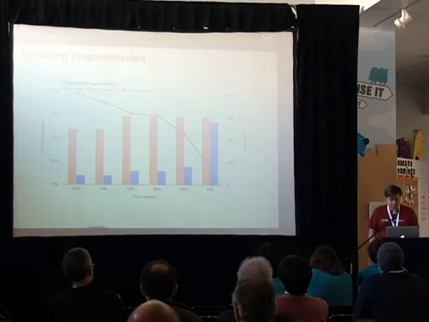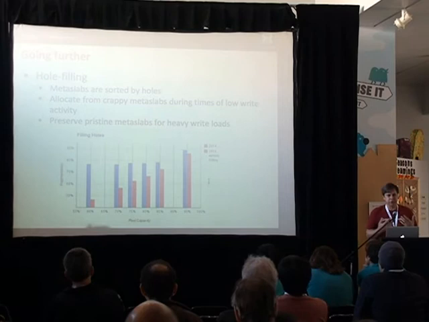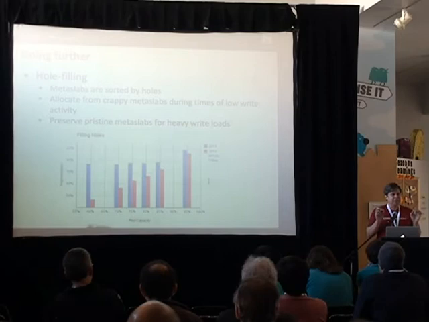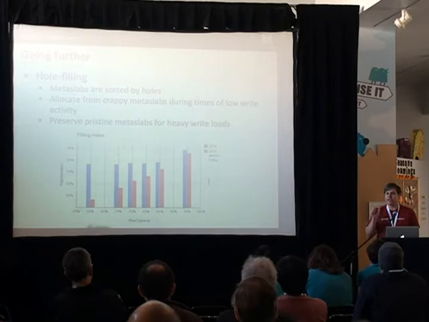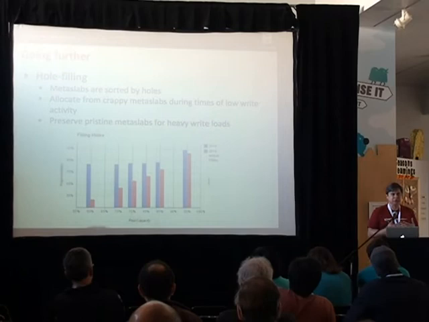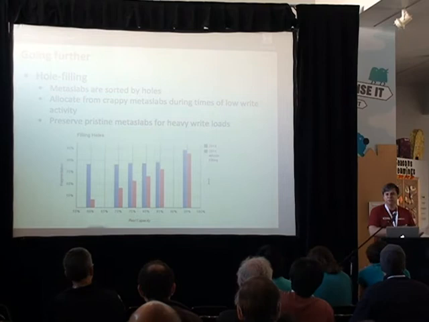We can actually go further though, and if we know that fragmentation is such a killer for performance, this is where hole filling can actually come into play. So the idea behind hole filling is to look at metaslabs that have a lot of small segments, and allocate directly from those. So if you have a time where the system is mostly idle, or maybe not generating a lot of heavy write workload, we can take those periods to fill holes, reducing fragmentation and not allocating from pristine areas where we want to keep large contiguous regions around.